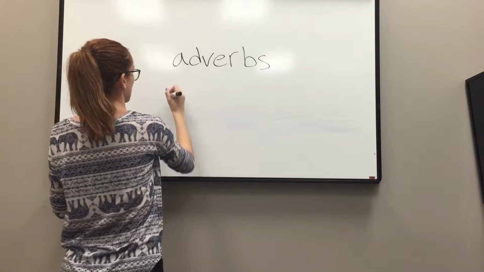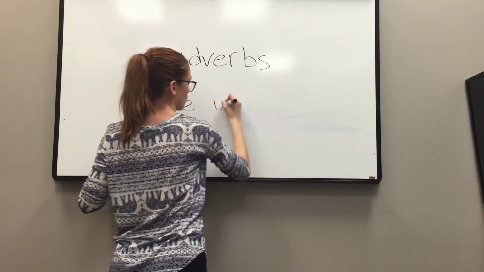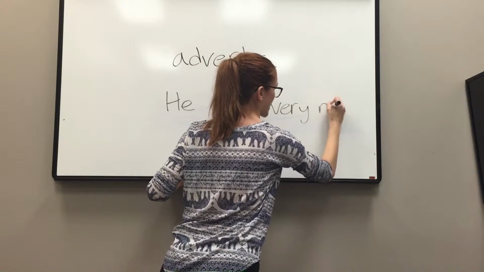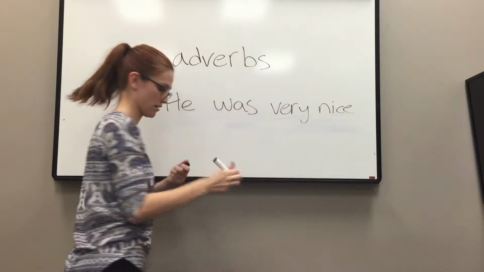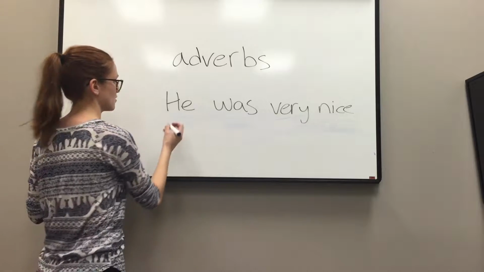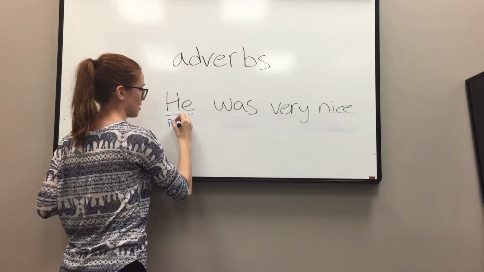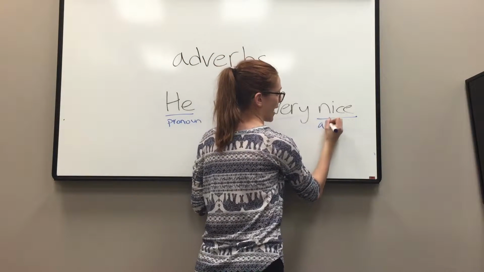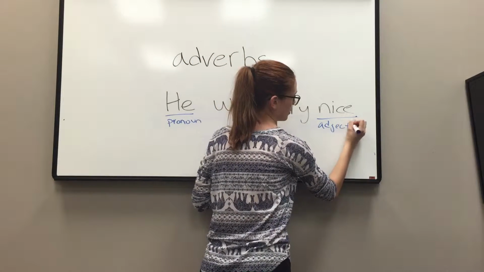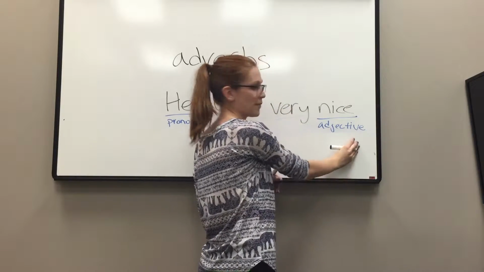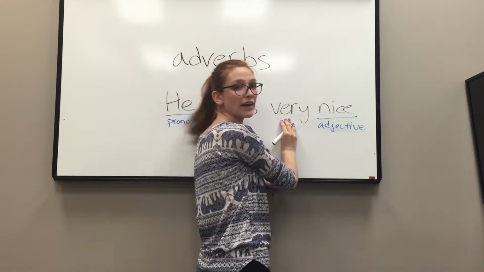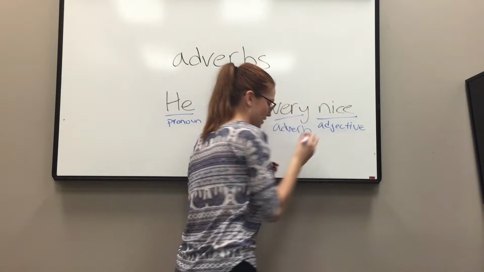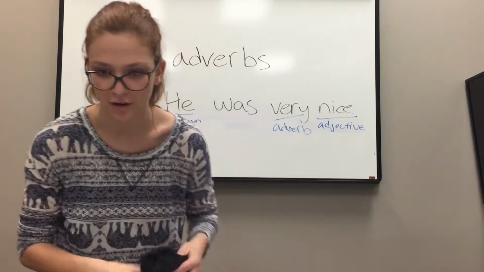Let's see. He was very nice. He is a pronoun. What is nice? Adjective. And very is describing an adjective. So what is very? An adverb. You guys are doing great. Perfect job.